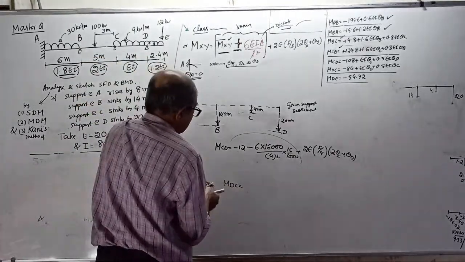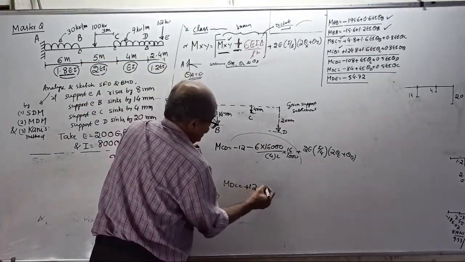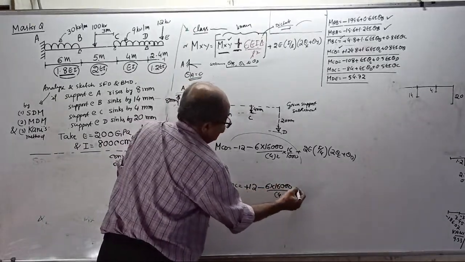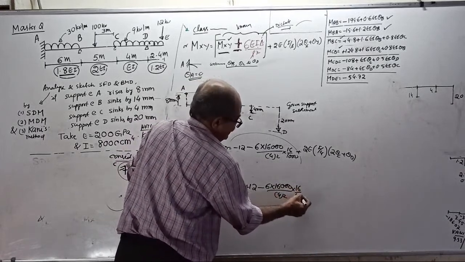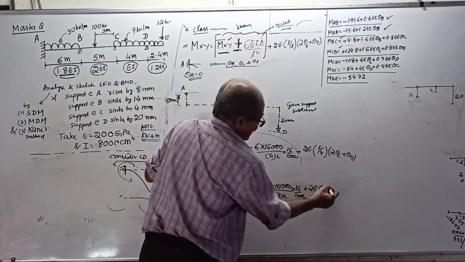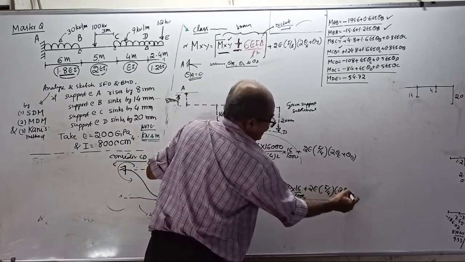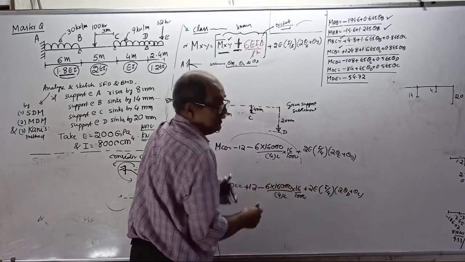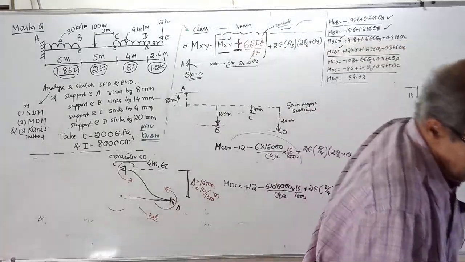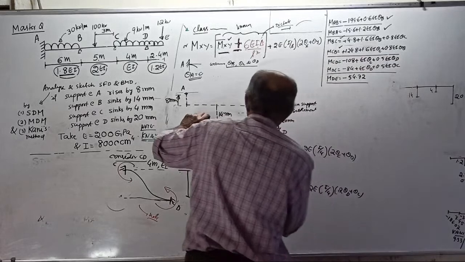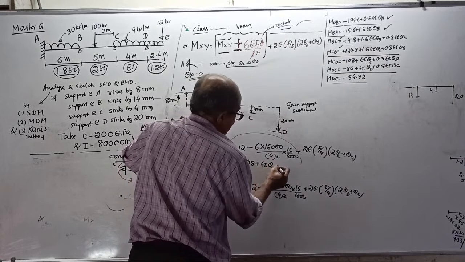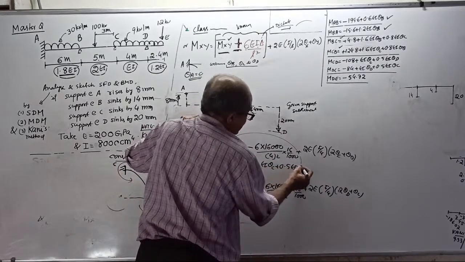By that time, I write the other one. Plus 12 minus 6 into 16,000 by 4 square into 16 by 1000. See, the delta term will repeat. Plus 2E into I by 4 into 2 theta D plus theta C. Answer, that number. Don't look there and tell me. I got minus 108, correct? It is minus 108 plus EI theta C plus 0.5 EI theta D.